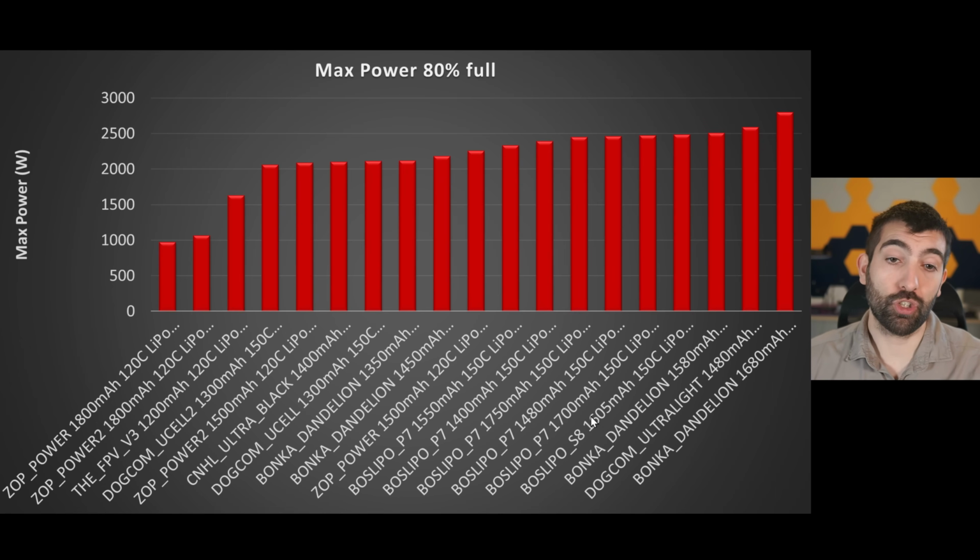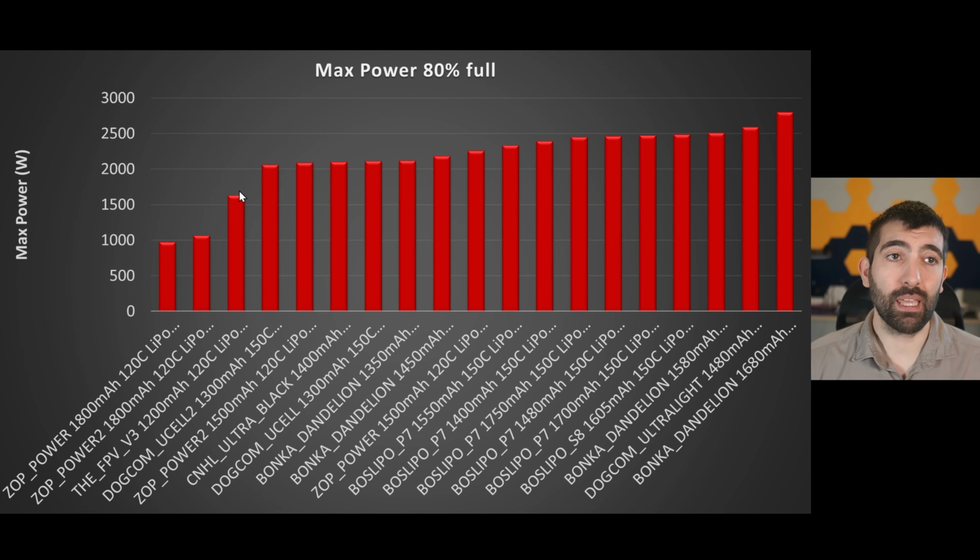Then we've got a whole bunch of packs from BosLi-Po, BONKA, ZOP-POWER, all doing really, really well. Obviously, there's a range of performance here, and there's also some difference in performance where I've tested multiple batteries of the same type. There's always some variance pack to pack. The three batteries at the bottom, I would say, are struggling a bit in terms of performance. Anything less than 2 kilowatts for a modern 6S pack of this size is not doing so well.